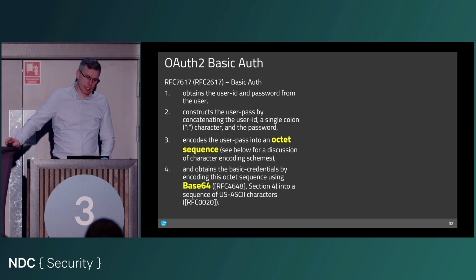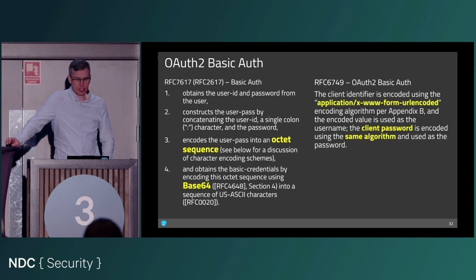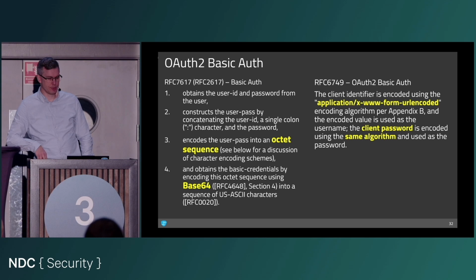In a flow where a client needs to authenticate on the back channel to, for example, the token endpoint on an OAuth2 authorization server, the client can use basic authentication. And it's even described a bit in RFC 6749, OAuth2 basic auth. Well, this. The client identifier is encoded using the application/x-www-form-urlencoded algorithm. The client password is encoded using the same algorithm and used as the password.